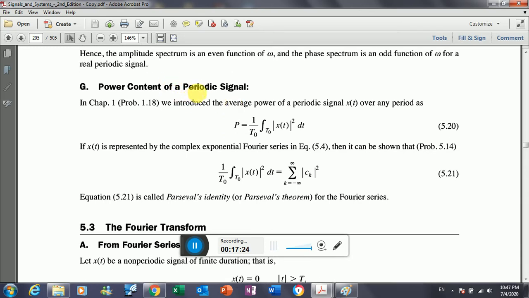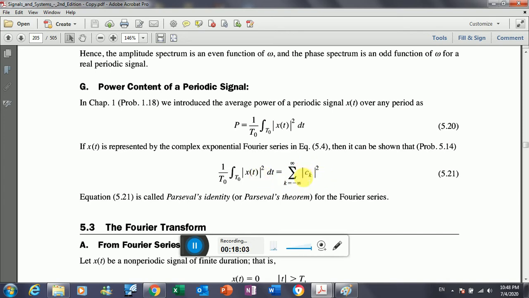Power spectral density means the power that is in the signal. ये chapter 1 में भी आपने पढ़ा होगा that power in a signal can be calculated as P is equal to 1 over T naught integration over one period and x of t square dt. So in terms of Fourier series, the power in the signal itself resides in the power of the Fourier series coefficient, complex Fourier series coefficient.